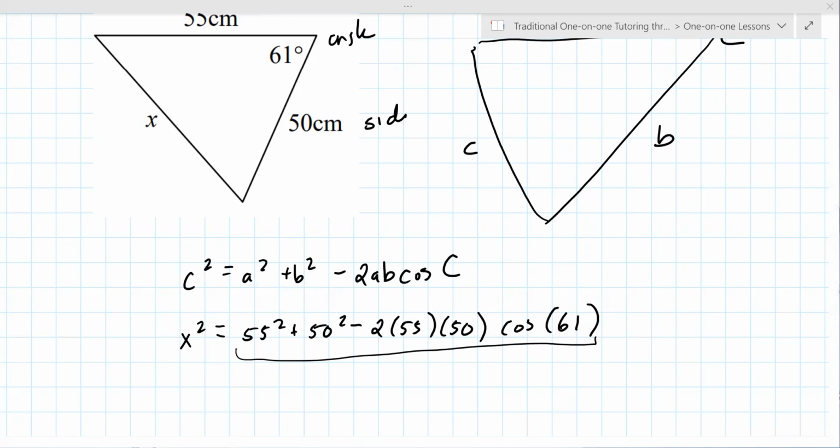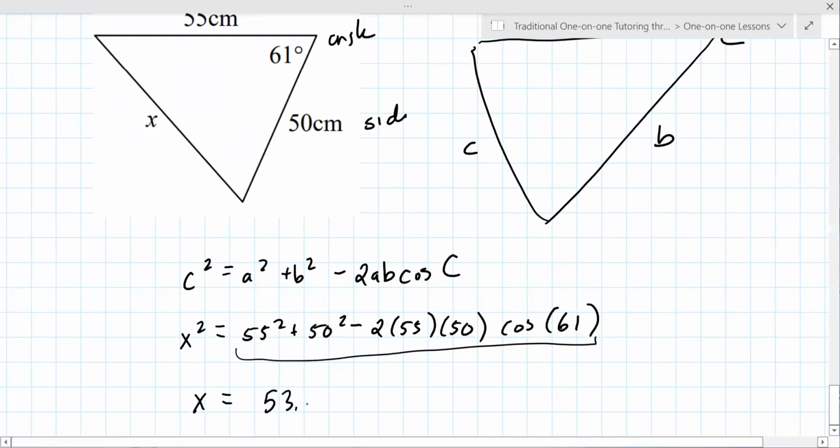So if you grab your calculator, if you've got it, let me know what you come up with. Whoa. It's a big number. 53.465. Yes, exactly, 53.465, we'll say. That's good.